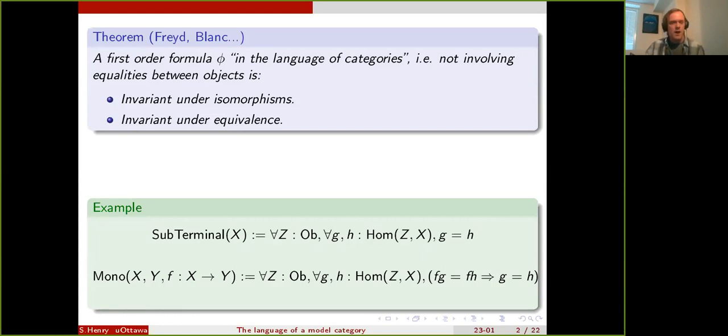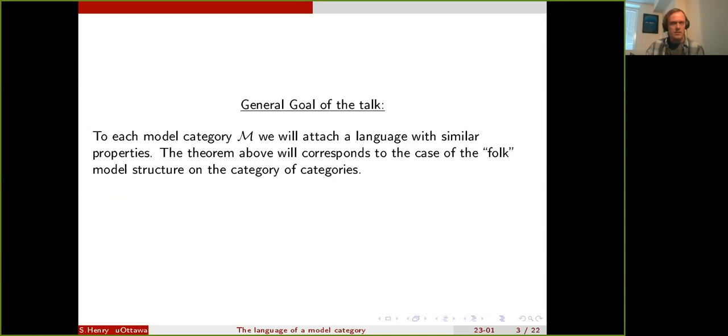Right. So the general goal of the talk is that to each Quillen model category, I want to attach a language which has similar properties. So this old theorem of Freyd and Blanc that I mentioned should be the special case of the so-called folk model structure on the category of categories, which is one of the simplest examples of model structures, and whose equivalences are just the equivalences of categories.